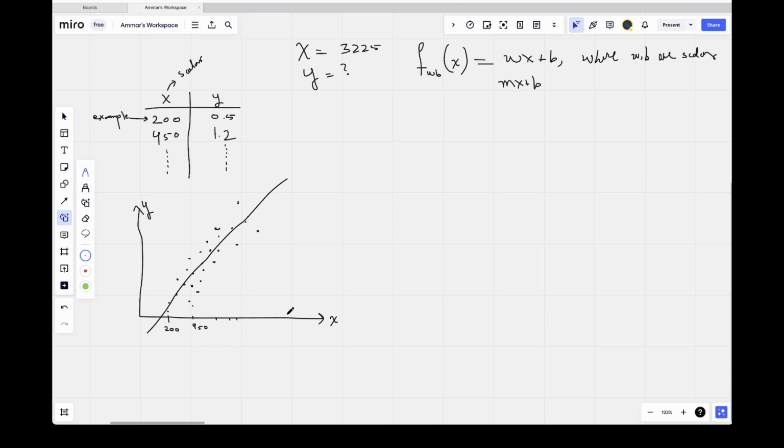For example, if we try to predict that this is the best fit line, and we try to say, okay, if this is the new data point, 225, we just look at this line, right? So this would be right here, and we just look at the corresponding y value. So let's say we have some initial values for w and b, right?